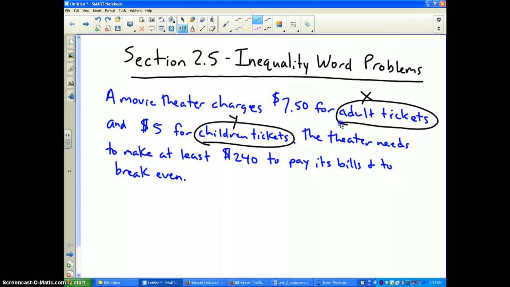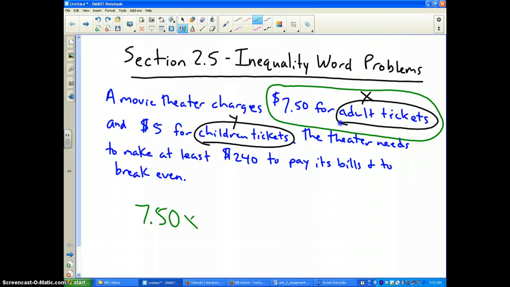Now at this point we need to put together an inequality for this particular problem. Well, it says that we charge $7.50 for adult tickets. That's $7.50 per ticket, which indicates slope. So $7.50 times x will give us the total money we make for adult tickets. And I'll just write this down as we build our inequality. Total dollars for adults. That's this part right there.